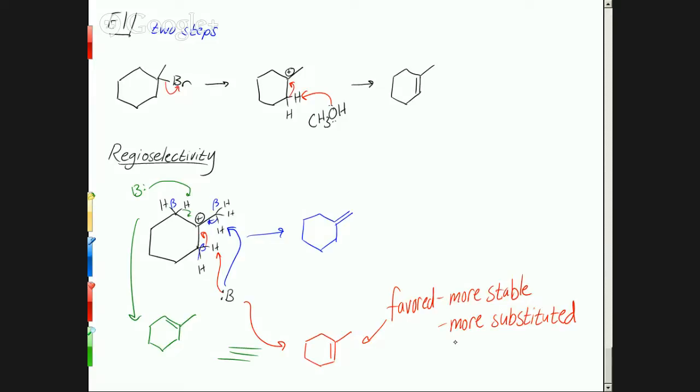So another way we can word that is fewer hydrogens on the alkene. So the fewer hydrogens on an alkene, the more stable it is. And there's a name for this. It's called Zaitsev's rule, named after the guy. You don't have to know that name. But you do have to know the effect of it, and this will allow you to predict the products of those elimination reactions. All right.